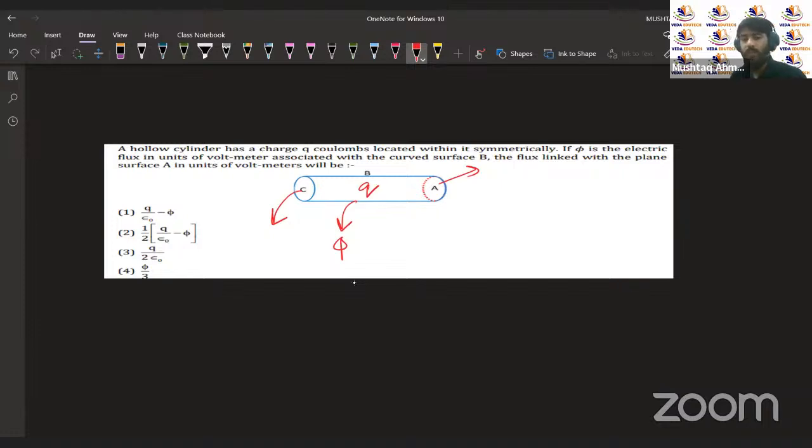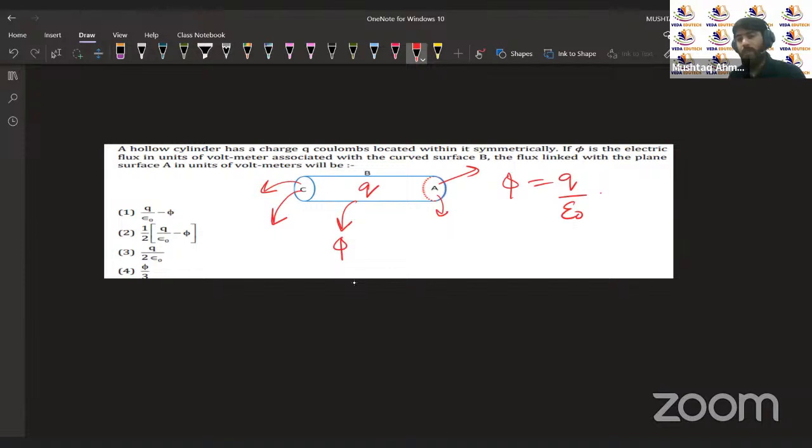And inside the closed surface, the charge Q has been placed. Whether it's placed symmetrically or not, the total flux will be equal to the charge enclosed upon epsilon naught. And this total flux will be the flux through the curved surface and the flux through the areas A and C.